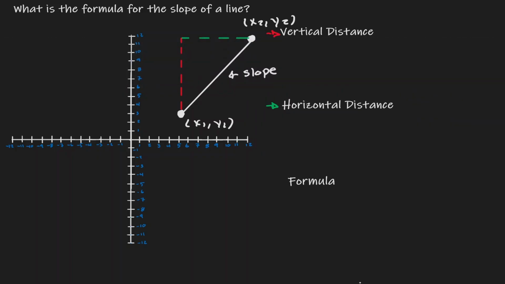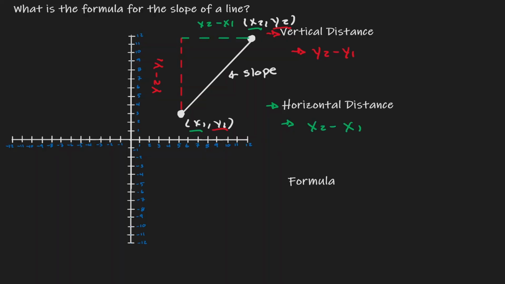We have enough information to figure out each of those distances. For the vertical distance, we need to figure out the difference of the y values. We can call that y2 minus y1. And to find the horizontal distance, we need to find the difference of the x values. So it'll be the right point minus the left point, which we can call x2 minus x1.